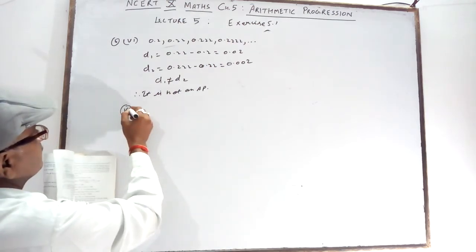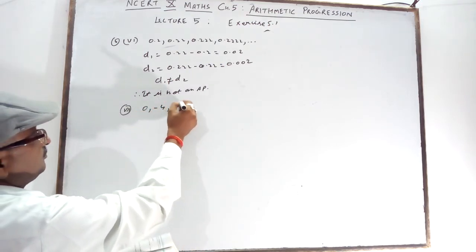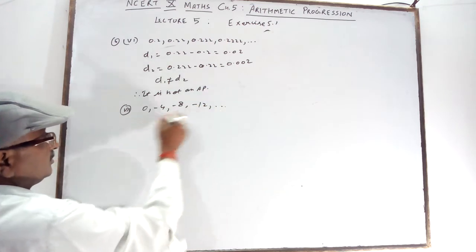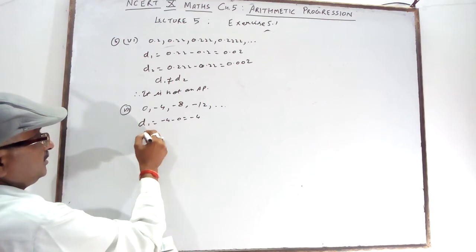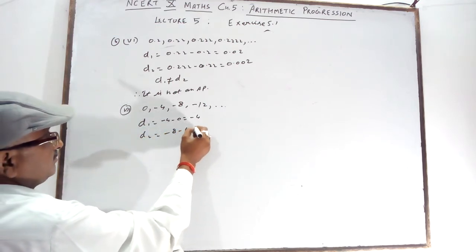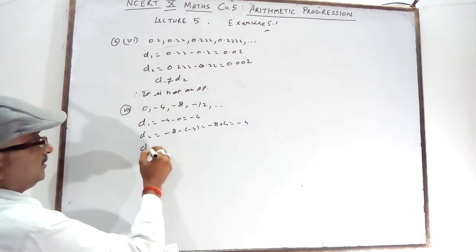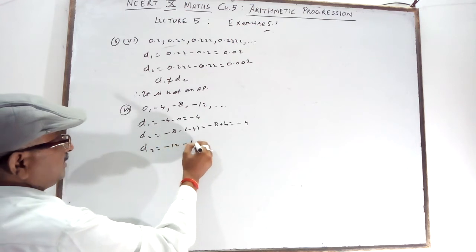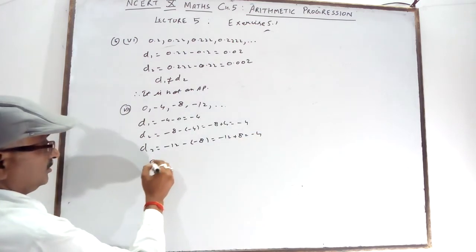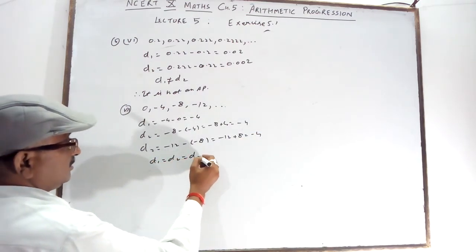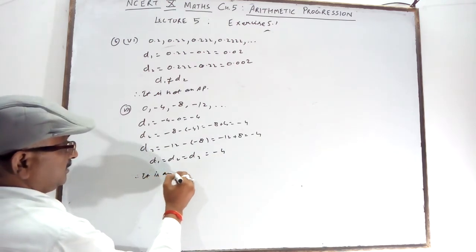7th part. The 7th part is given: 0, minus 4, minus 8, minus 12 dot dot. What is D1? Minus 4 minus 0 is minus 4. D2 is minus 8 minus minus 4, which is minus 8 plus 4, again minus 4. D3 is minus 12 minus minus 8, which is minus 12 plus 8, is equal to minus 4. So D1 is equal to D2 is equal to D3 is equal to minus 4. So it is an AP.